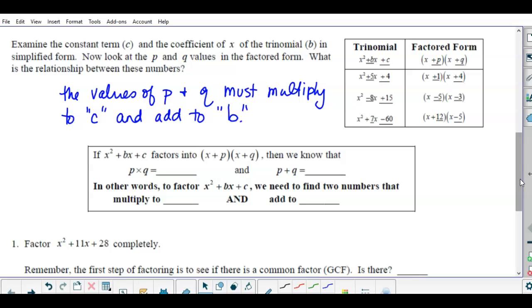So here, we know that P times Q has to equal the C value in our original, that constant term. And P plus Q has to equal the B value. Okay? So we need two numbers. So this is basically what we just set up here. We need to find two numbers that multiply to C and add to B. So two criteria to choose those numbers.